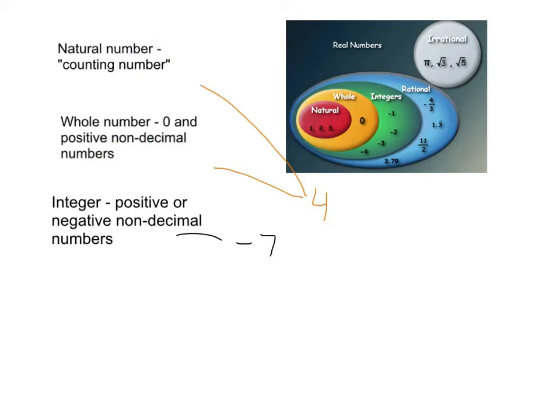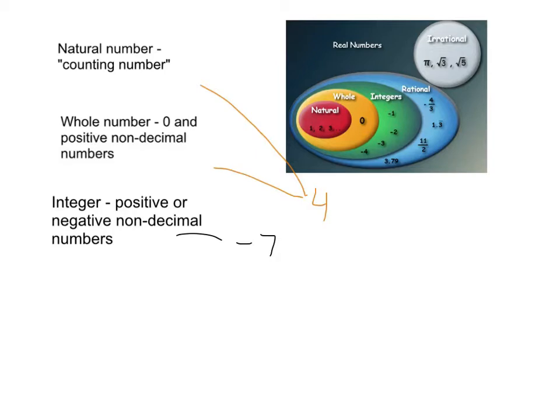Is it a natural number? Well, no, natural numbers start at 1 and they go up by 1: 1, 2, 3, 4, 5, 6, so on and so forth. So -7 is an integer, all right? But it's not a whole number and it's not a natural number. Okay, so the other thing we have here are rational numbers.